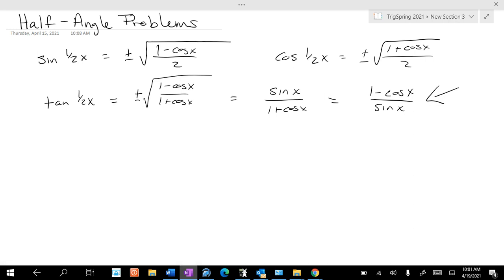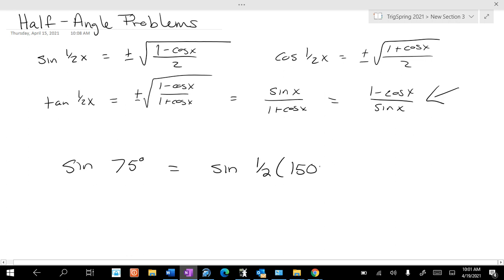All right, so let's say that we have the sine of 75 degrees. And we're going to use a half angle formula because 75 degrees isn't on our unit circle, is it? It is not. So this is the same as the sine of 1/2 of 150 degrees, because half of 150 is 75, right? So we go positive or negative.